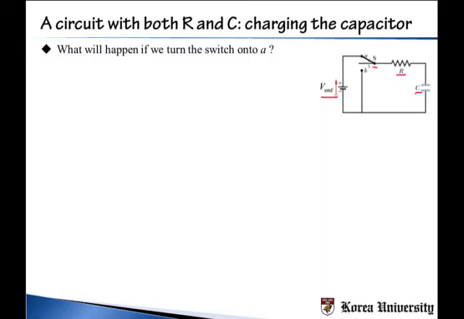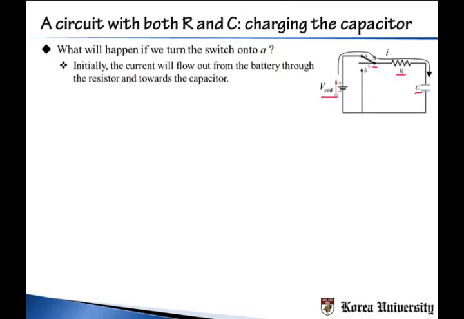Then of course you can see that the complete loop is formed, so the current will start to flow following the arrow shown here, and let's call the current I. First we will try to explain it qualitatively and then use some mathematics. Initially, the current will flow out from the battery, go through the resistor, and then finally try to reach the capacitor.